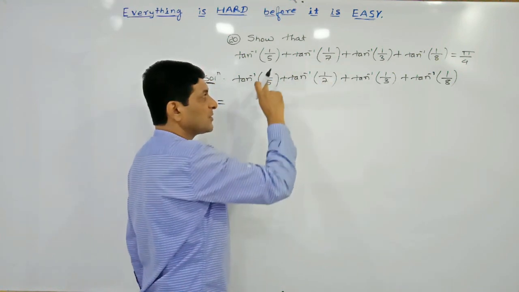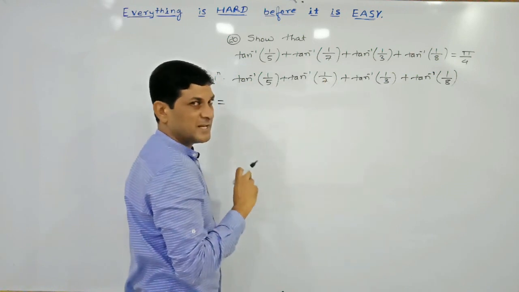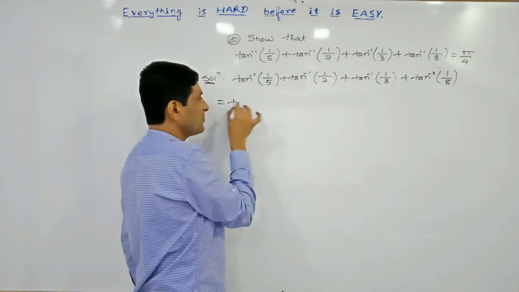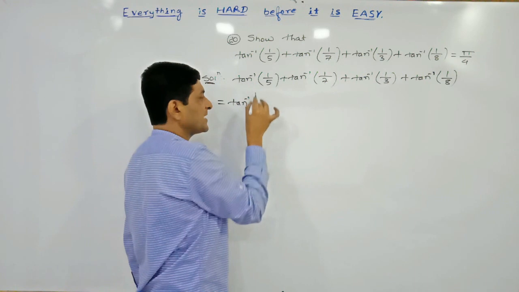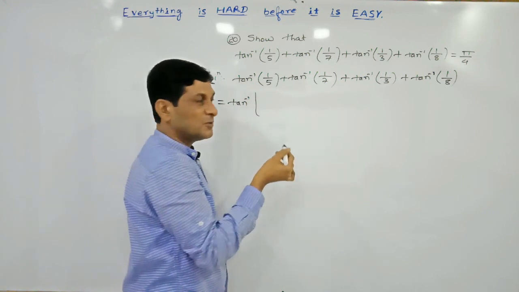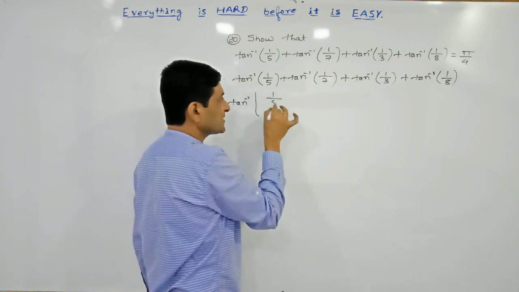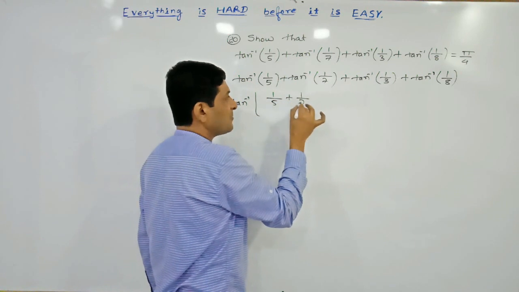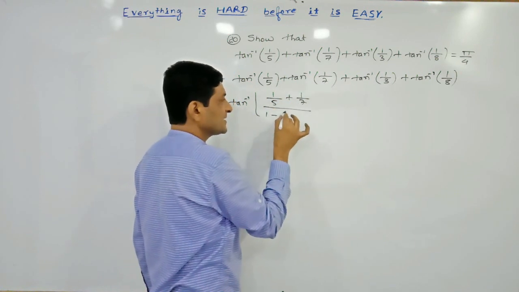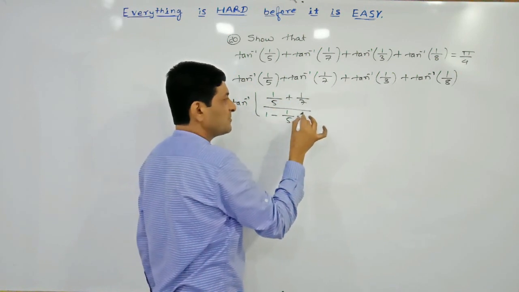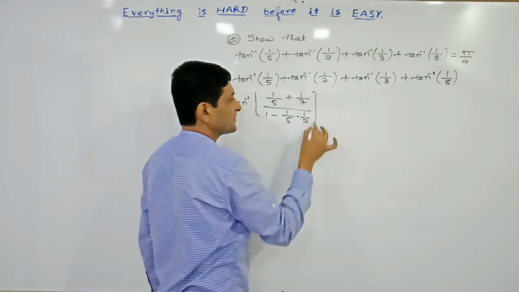x and y both are positive and their product is less than 1. That's why we are applying which property? tan inverse of x plus tan inverse of y is equal to tan inverse of (x plus y) upon (1 minus x into y), which means 1 by 5 into 1 by 7.